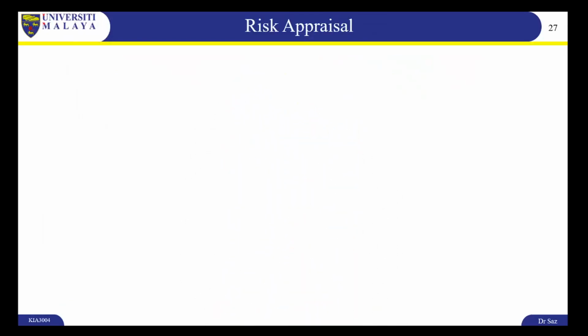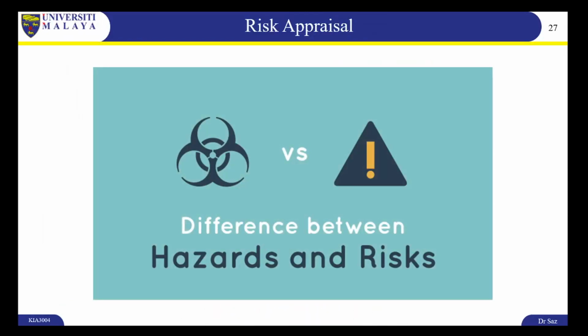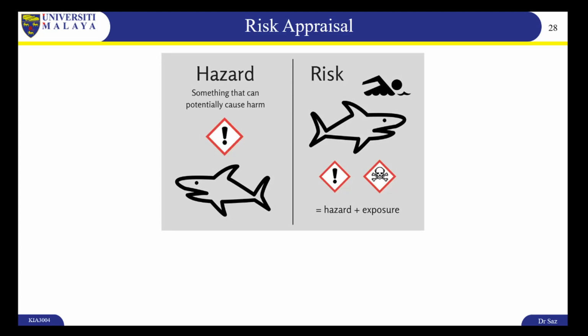Okay, now we're moving into risk appraisals. Now before that, I'd like to ask you a question. What's the difference between hazards and risks? You might hear them used interchangeably, but they're actually different things. A hazard is something that can potentially cause harm, like a shark swimming in the water. But a risk is when you are exposed to that hazard. So if you go swimming in the ocean where there's a shark, that's going to be a risk. But if you don't go swimming, then the shark is just a hazard.